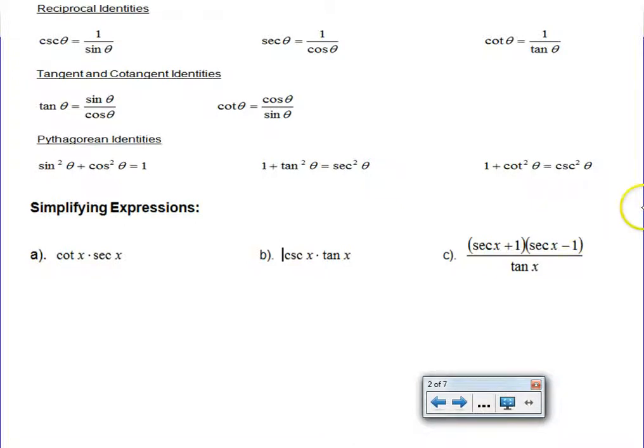Let's start with simplifying. We're going to do something called trig trading. Every time I see a trig function, I think about what I can trade him for. So let's start with example A, cotangent of x. What can you trade for cotangent? And I know there's 2 different things. I could do 1 over tan. What else could I do?